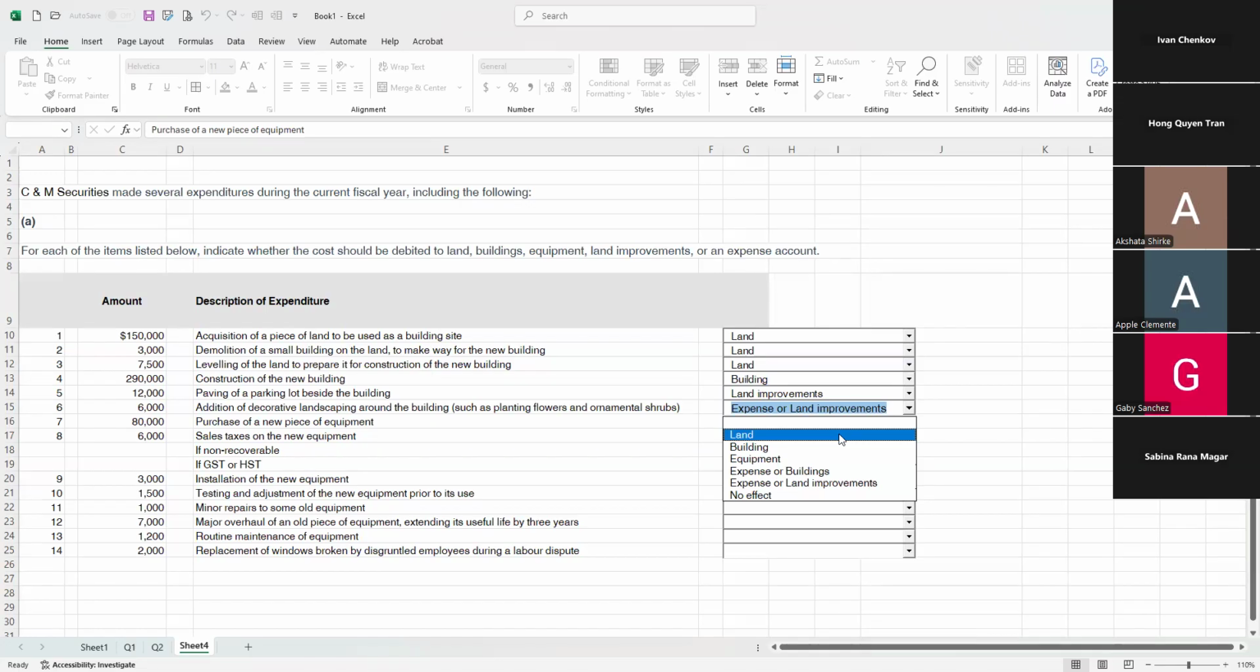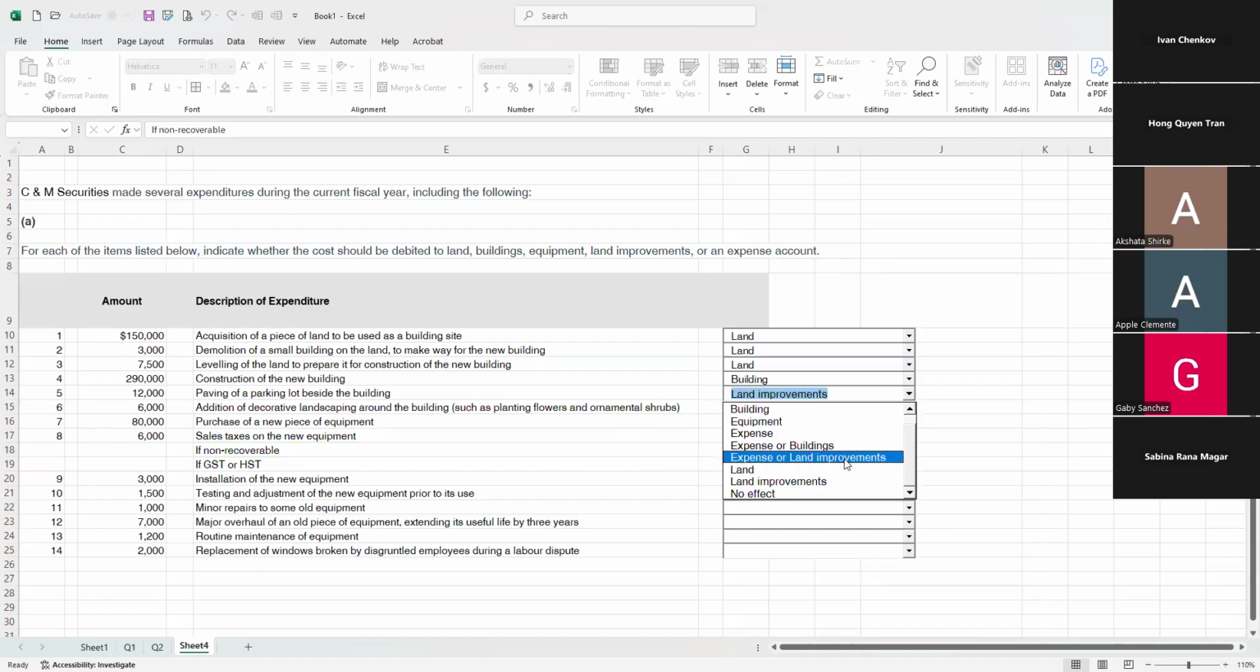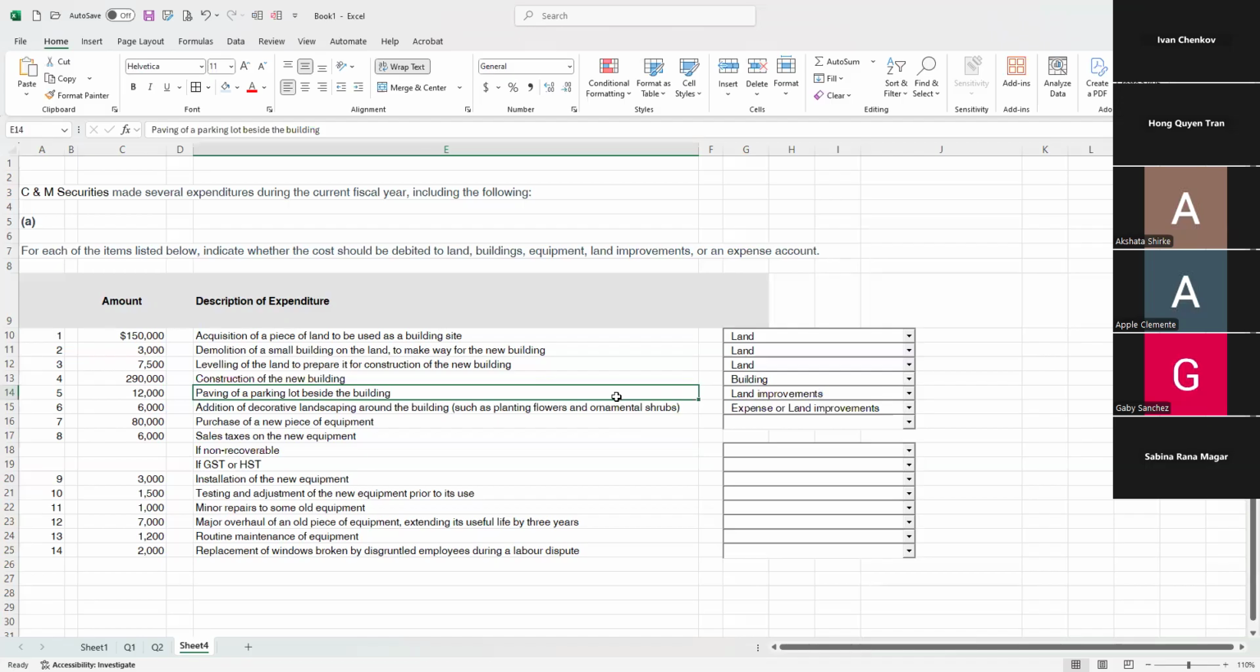So for example, for number 5, paving a parking lot beside the building, it could be considered as expense or land improvement as well, or not? Hold on a second. Now, paving, for how long is that paving going to last? First, do we have the option expense or land improvement? Yes, I do have the option. But the question here is with the paving, how long is it going to last me? How often do you pave the parking lot? Or 6 months, I don't know. Really? Every 6 months you're going to put a new surface on the parking lot?